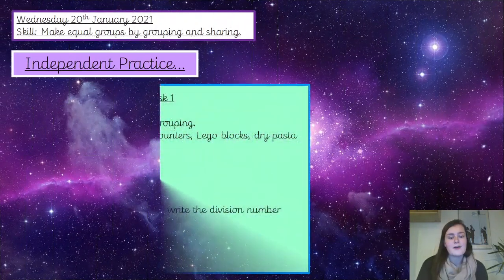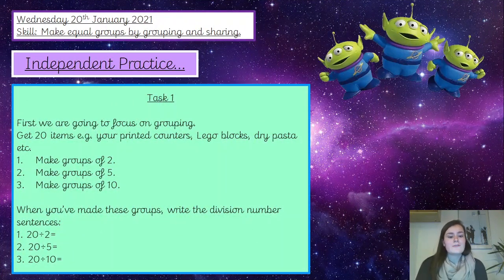Okay, I'm going to have a go. You're going to have a go at this now. So first we're going to focus on grouping. So you can get 20 items. So you could use your printed counters that we sent home in your bags, or you could use anything really, like Lego blocks, dry pasta, anything you've got 20 of. And your first task is to make groups of 2, groups of 5, and groups of 10. So using your 20 items of whatever you're using, you're going to then use those 20 items to make groups of 2. So you're going to group them together, and then how many groups have you got?